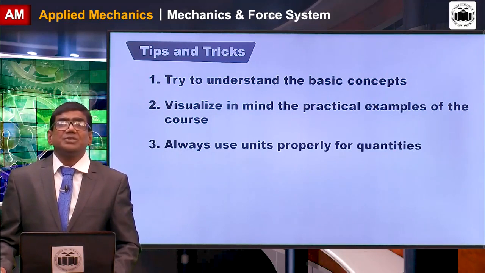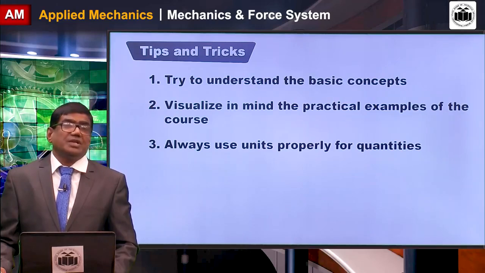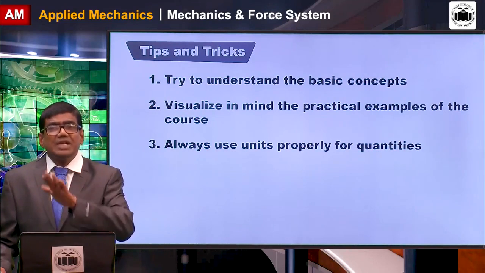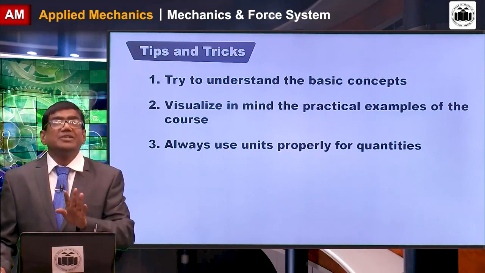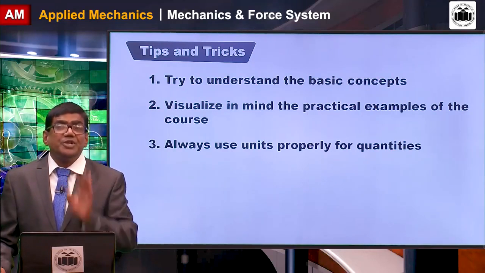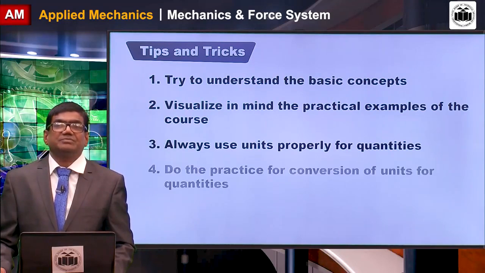Always use units properly for quantities. Many times the units may not be written. While solving the problem, the student gives the answer but doesn't write the unit. So don't avoid the unit, you have to write the appropriate units for each and every quantity.